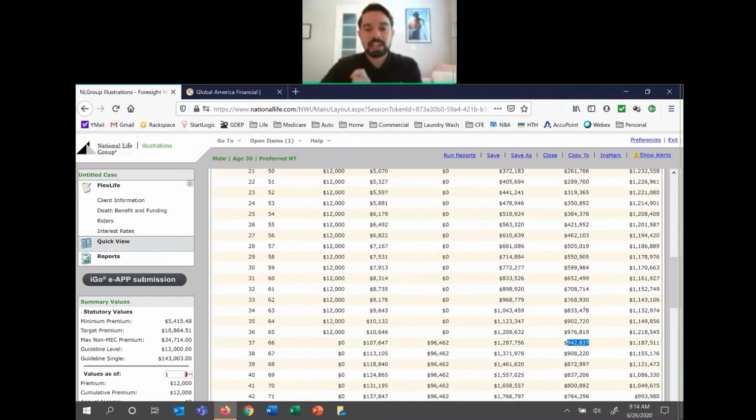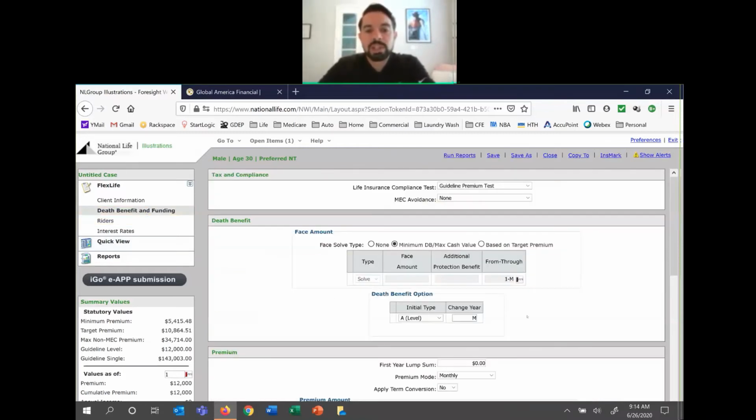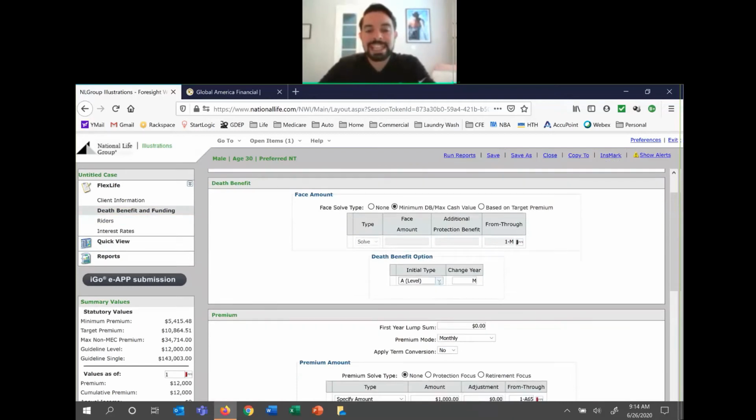But now I want to make a little tweak in here so you can see some differences. Let's go back to death benefit and funding. And let's take a look and see what if we were to change the death benefit, instead of making it level, we change it to increasing. What increasing is going to do is bring down the death benefit, so you're not getting as much life insurance early on, and then it grows over time. Let's see how that impacts all of our calculations that we just did.